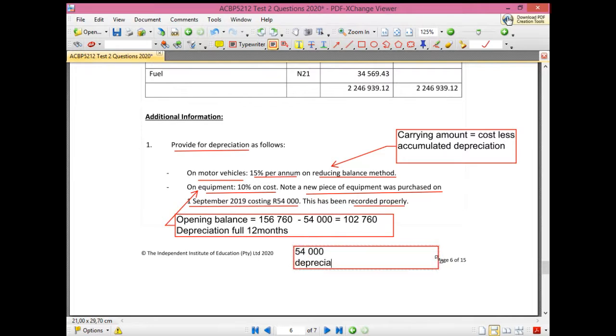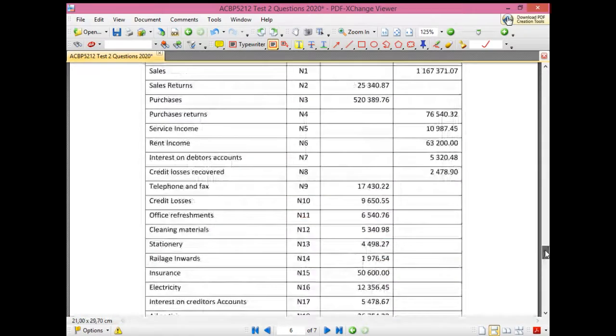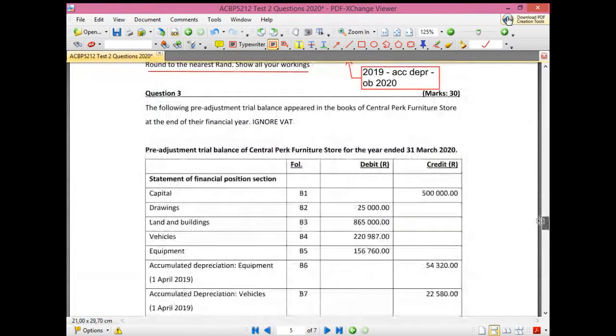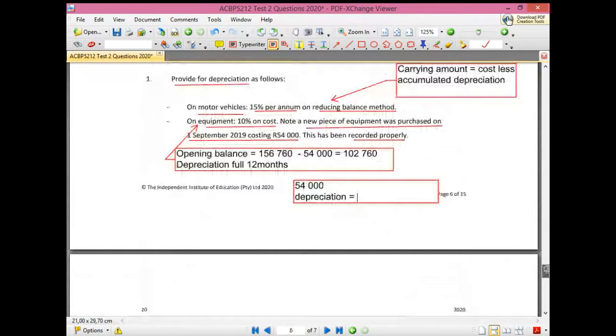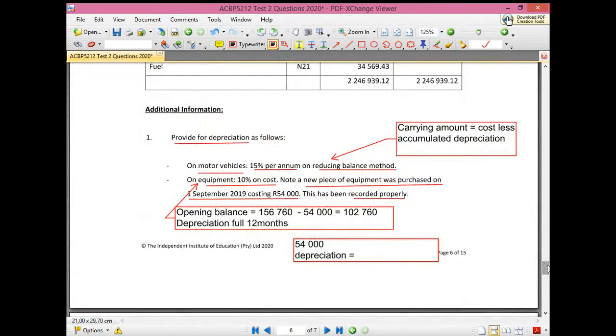would only be depreciated for part of the year. Okay, so let's quickly see when our year end is. Our year end is end of March. So that means we've got September, October, November, December, January, February, March. So it's 7 months that it would be depreciated, your new equipment. So that's why we have to go split the equipment amounts for the calculation specifically.